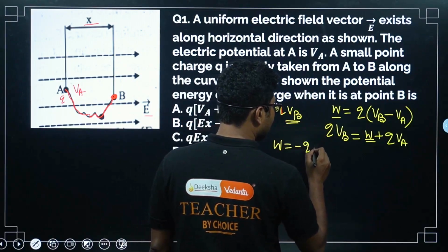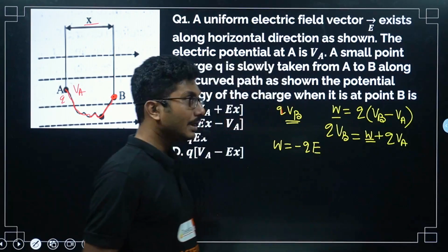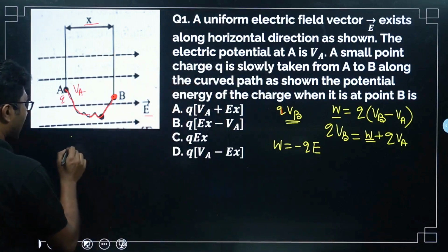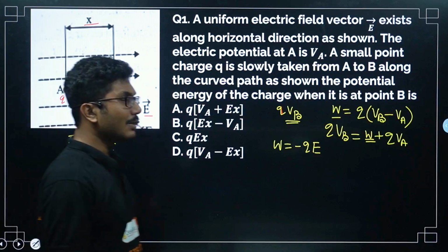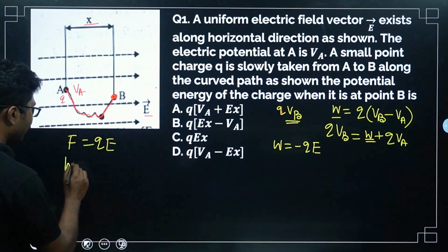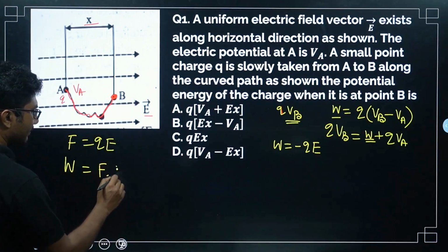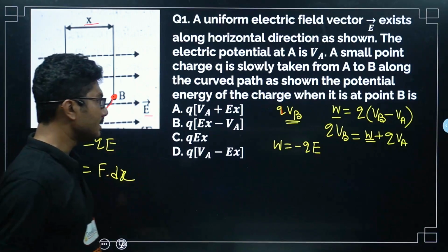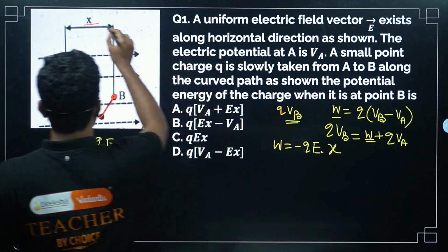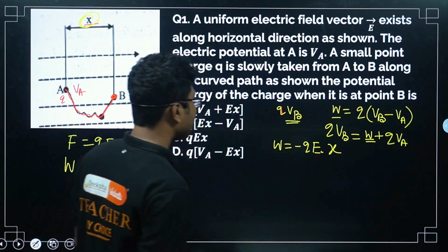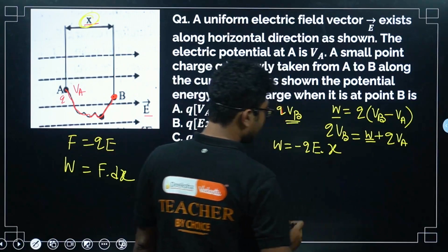Force acting on this is Q times E, right? Force on a charged particle is QE. Now what is the work done? Work done is force times displacement, right? In this case, displacement is x. Displacement is given x, so we can see the work done is QEx.